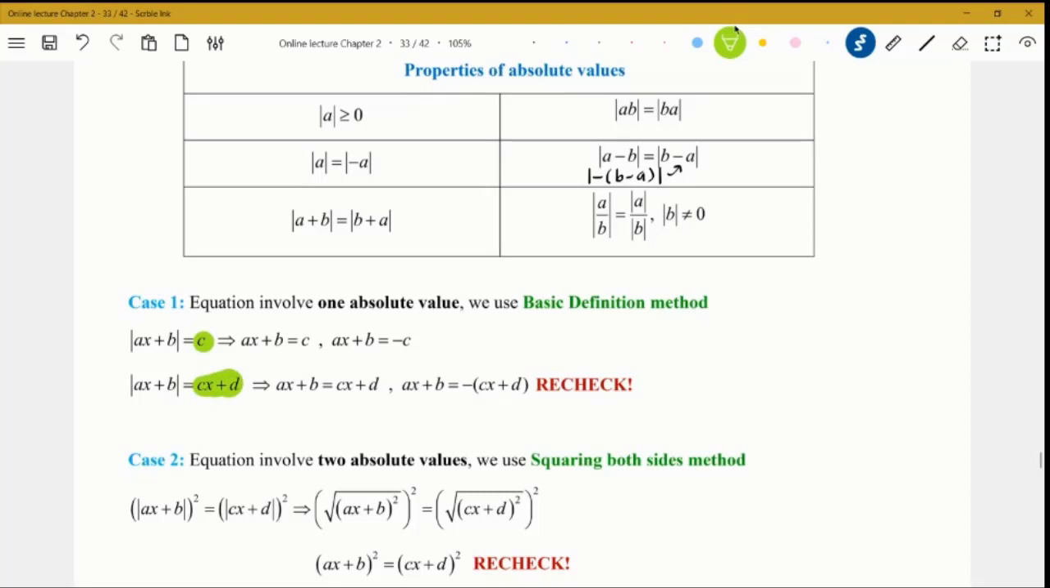So whenever we have x on the right hand side, we have to recheck. Okay, perlu recheck. So cari nilai, simplify cari nilai, so you will recheck seperti yang kita belajar as in proper way of recheck. Okay, and then the second case, which is we have two absolute values. Kalau yang first absolute values, we have to split plus minus, which is positive ax plus b, negative ax plus b. Okay, but then for the two absolute values, you have to square both sides.